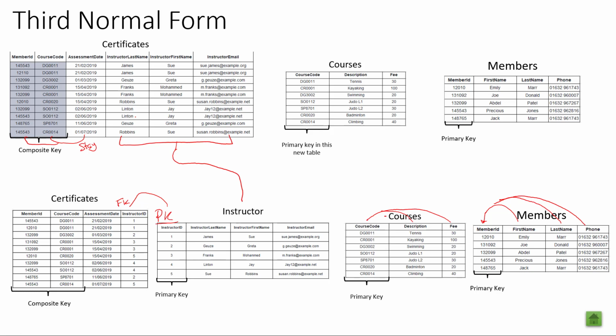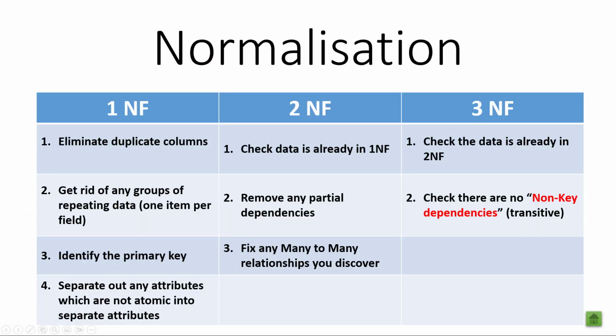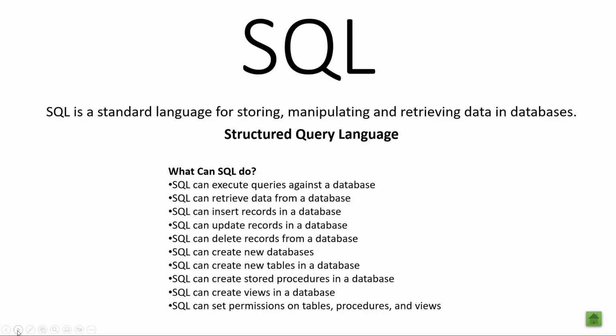So there we go. That's my tables all fully built, and that is now third normal form. So just to recap, if you're stuck in the exam, you need to get to first normal form: eliminate duplicate columns, get rid of any groups and repeated data, identify the primary key, and separate out any attributes which are not atomic into separate attributes. Check the data is in first normal form, remove any partial dependencies, fix any many-to-many relationships you discover, and check that the data is in second normal form, and then check there are no non-key dependencies. By that, see if you can split the tables down any further by logic. All right. And that's that for normalisation.